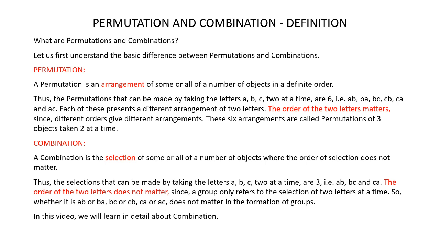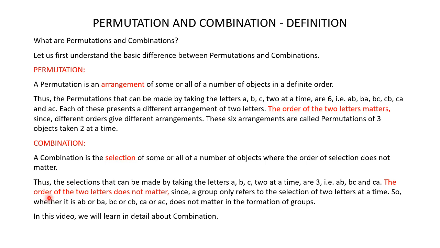Let's now understand what is combination. A combination is the selection of some or all of a number of objects where the order of selection does not matter. Now let's understand this definition with the help of an example. Let's suppose that there are 3 letters A, B and C. The selections that can be made by taking the letters A, B and C two at a time are AB, BC and CA. So there are 3 selections here.